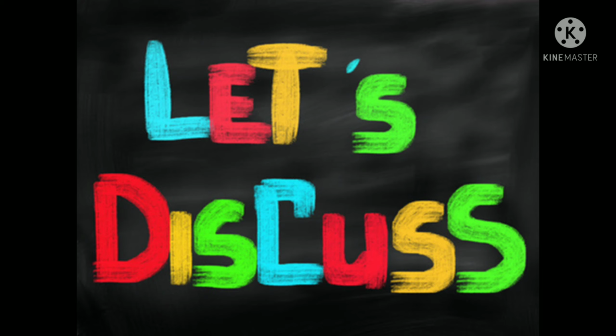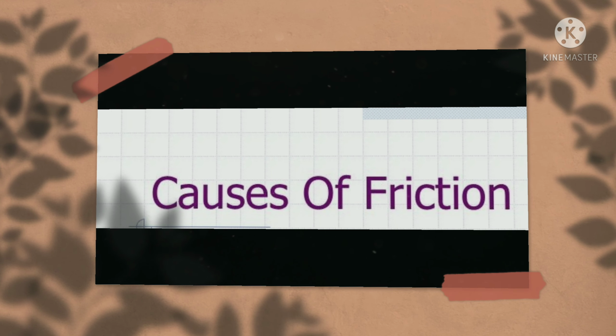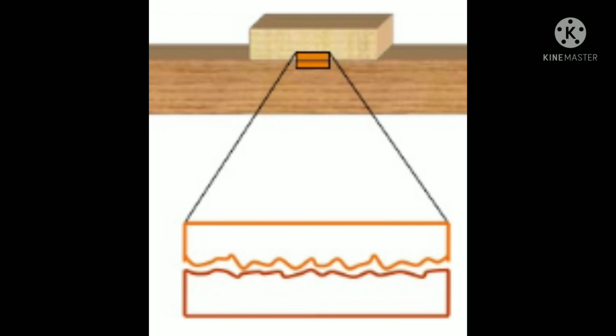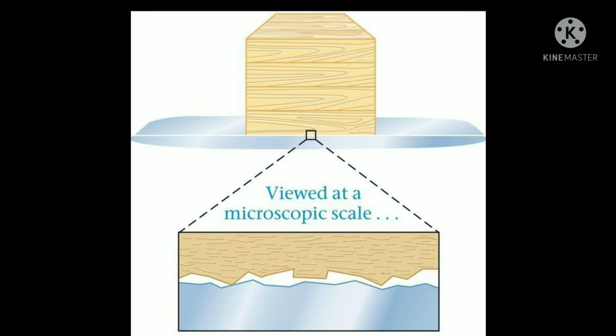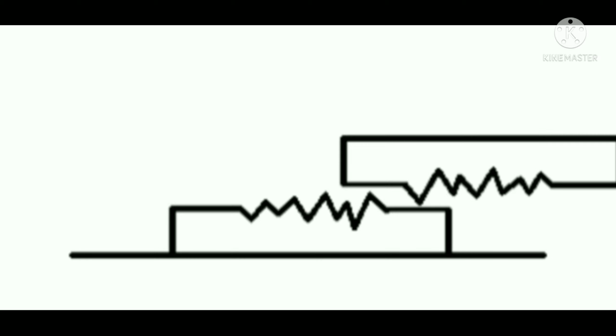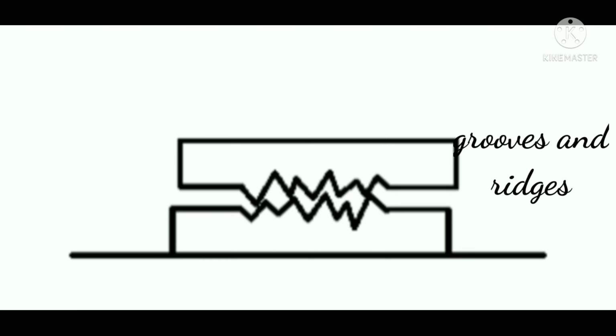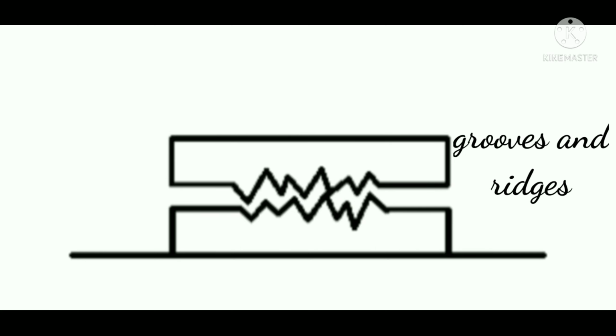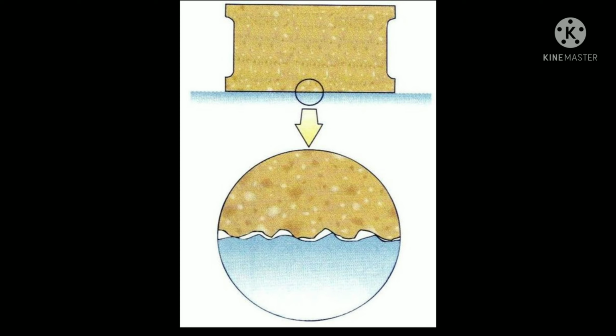Let us discuss the causes of friction. Every object has a rough surface, though the surface may appear to be smooth to the naked eye. When we see through a microscope, it is found that the surfaces of all objects have rough edges. Some of the particles on the surface of objects are in the form of grooves and ridges. The ridges and grooves on the surfaces of objects are called irregularities of surfaces.